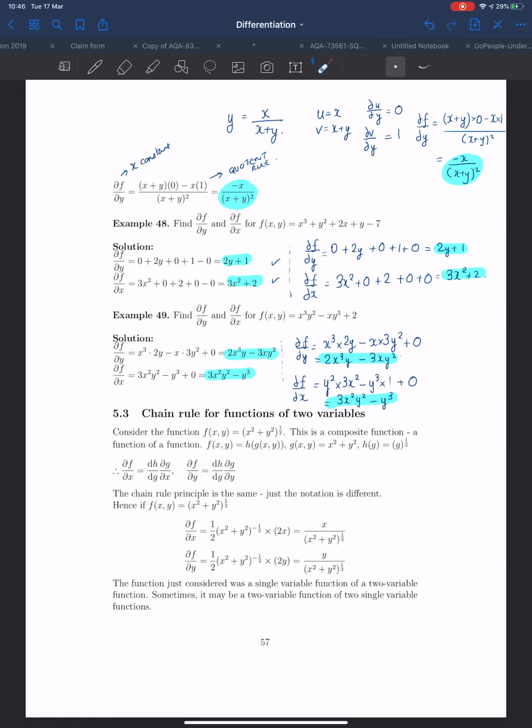Right, next section. The chain rule for functions of two variables. So consider the function f of xy is x squared plus y squared to the power of a half. Okay, so this is a function, square root of a function of x and y. So you've got to square the x, square the y, add them together, and raise to the power of half. Okay, let's go straight to it. If we differentiate with respect to x, that means the y is a constant.